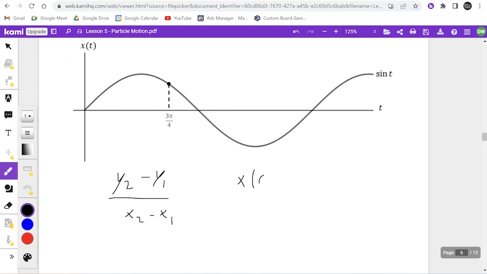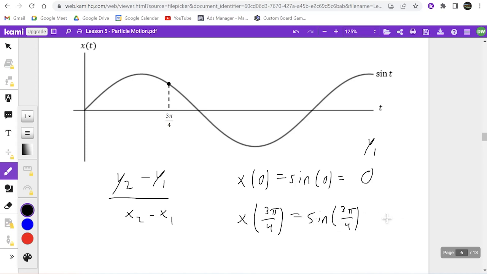So in other words, x of 0 is the sine of 0. That's going to be just 0. That's my y1. And then if I do x of 3 pi over 4, it's the same thing as the sine of 3 pi over 4. And we already answered that earlier today. It's root 2 over 2. And again, that's my y2.